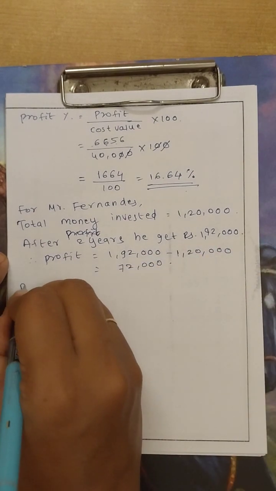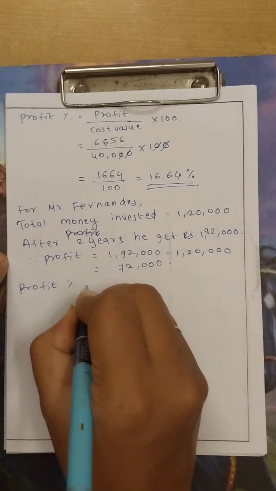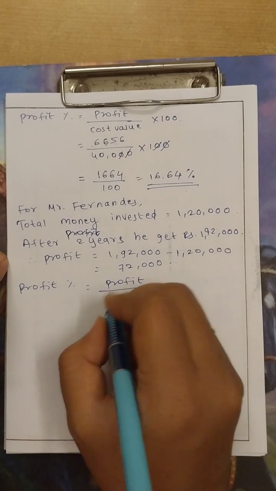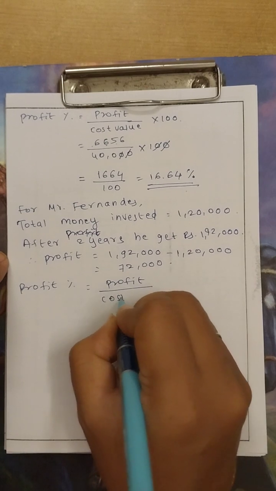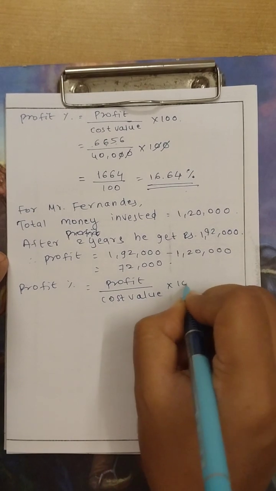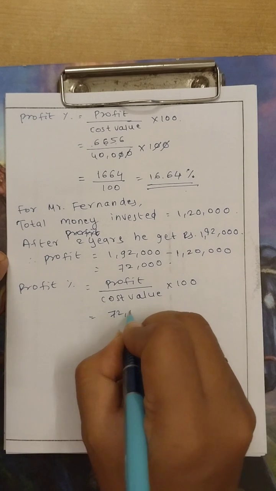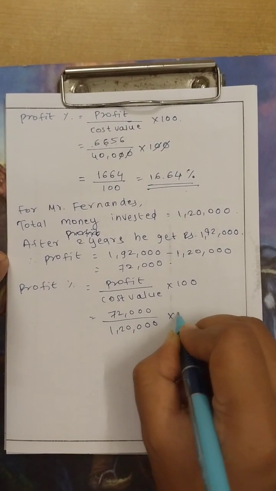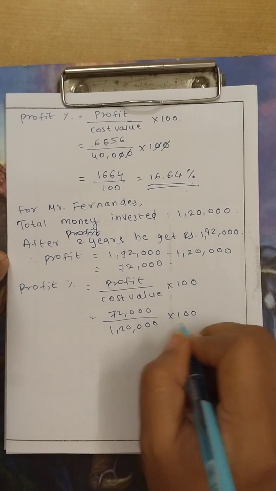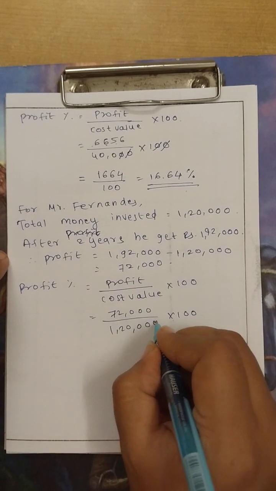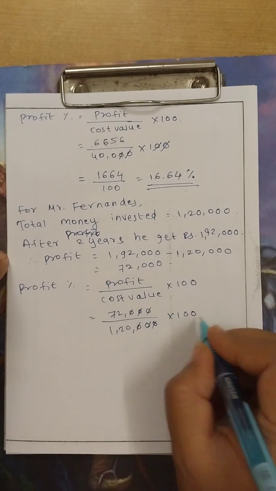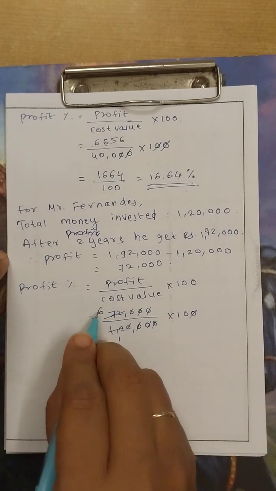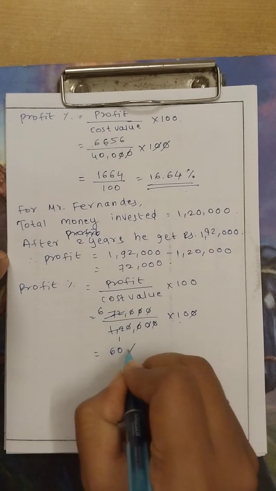Now we have to find out the profit percent. Profit percent is equal to profit upon cost value into 100. Profit is 72,000 on 1,20,000. This is the base value, or we can say that the cost value, okay, into 100. 1 2 3 1 2 3 1 2 3 get cancelled. This one and this one get cancelled. 12 ones are 12, 6 are 72. 6 into 10 is 60%.